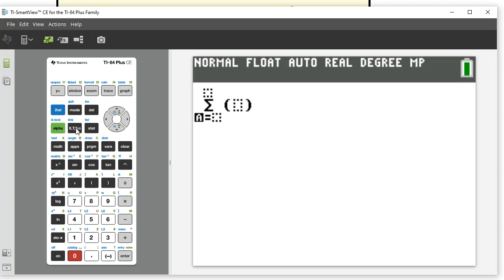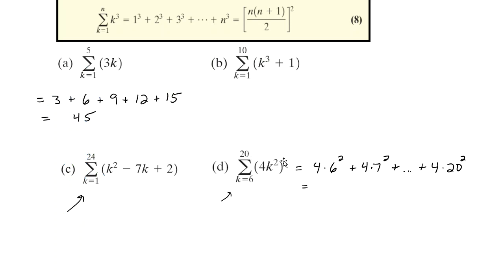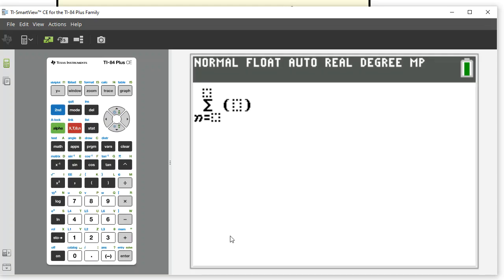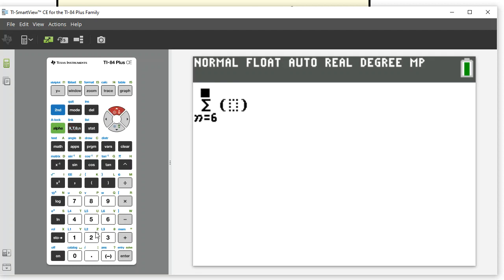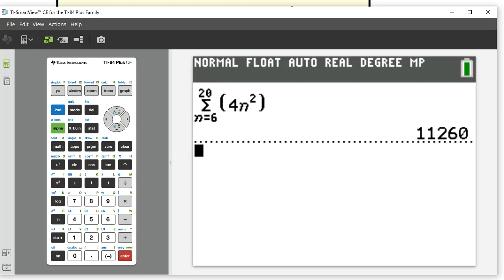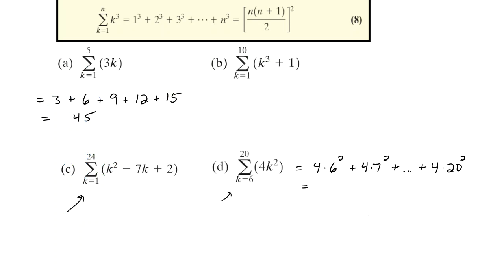Okay, so now I'm going to say I want to go from n equals, what was it, 6, right? n equals 6 to 20. Now, your calculator is saying n, so it's using n for your variable. That's fine. We're going to go n equals 6 to 20 of 4n squared. The x button now becomes the n because of the mode we're in. Squared, enter, and the sum is 11,260. All right.